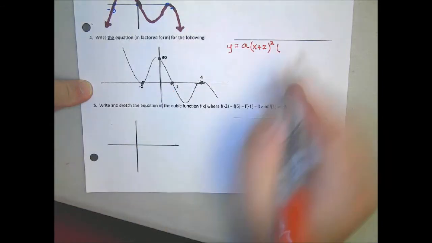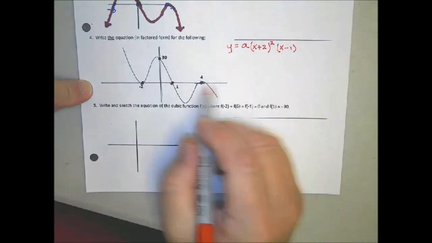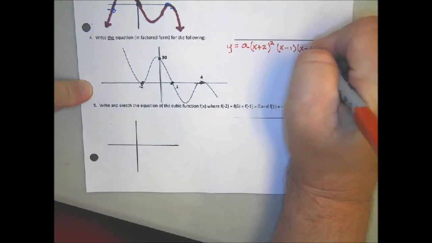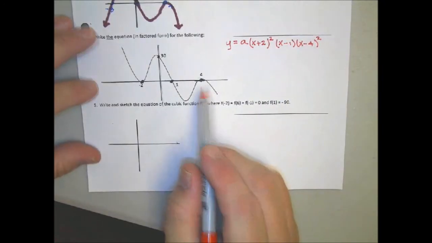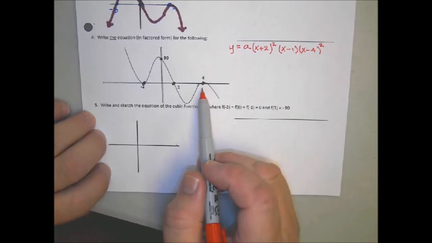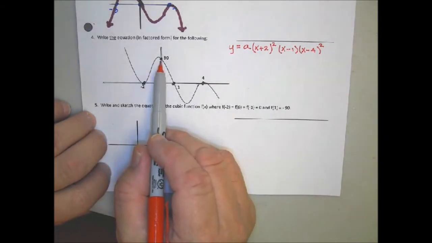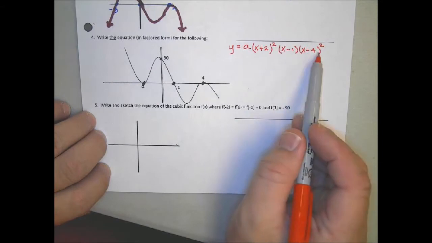Multiplied by x minus 1, multiplied by x minus 4 squared. Again, because it bounced, it didn't just pass through. Now we're going to use the other piece of information that we know, the y-intercept. These zeros on the x-axis helped us develop the factors.